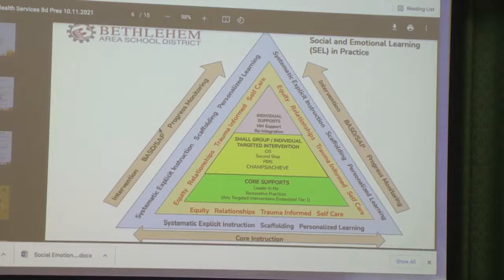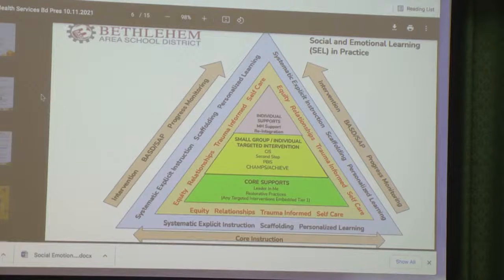And then the big paradigm shift is the outer triangle there, where we've got to make sure that social emotional health and the teaching of that is not separate from what we do in the classroom with curriculum. And so we've got to think about things like, is our instruction systematic and explicit? Do we have adequate skills to scaffold for our kids? And are we truly capitalizing on the personalized learning opportunities for our kids?